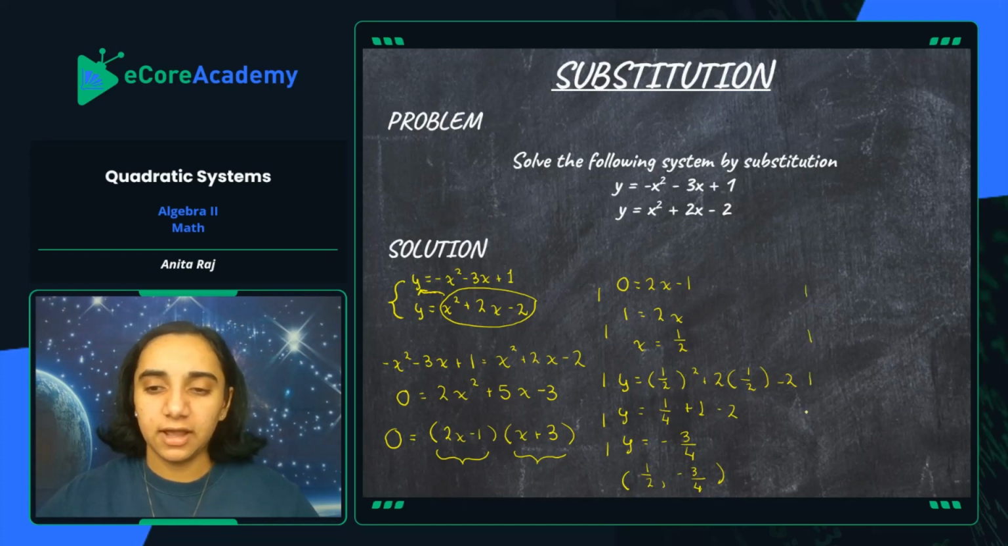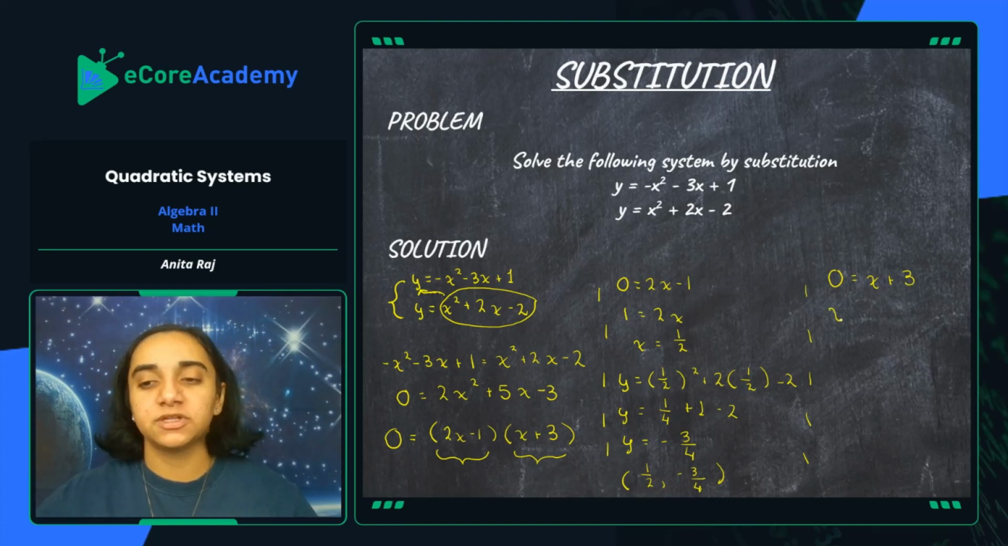We also have here 0 is equal to x plus 3. So we have to solve that as well, because this has two solutions. So we get 0 equals x plus 3, and this is pretty simple. We just subtract 3 from both sides. We get x is equal to negative 3.